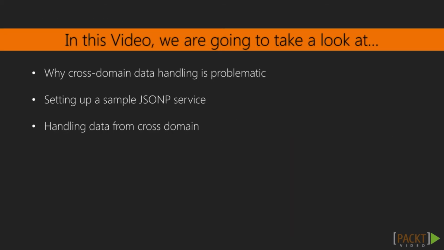In this video, we are going to take a look at getting data from cross-domain and make it usable for Highcharts. Before doing all the work, we need to first understand why we need a special technique for getting data from a different domain. Later, we will look at how a simple JSON service looks like. And finally, we get, process, and create a chart with the data from the JSON-P service.